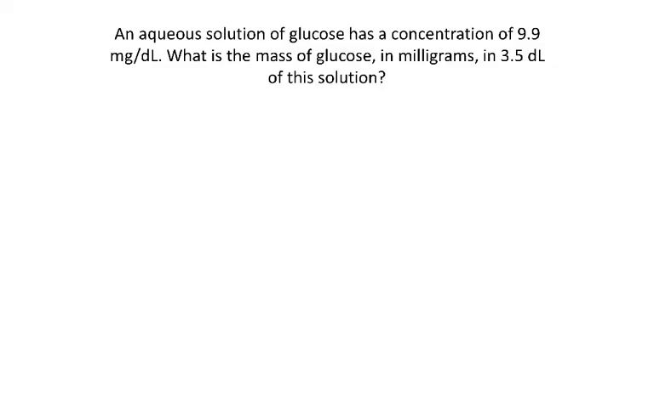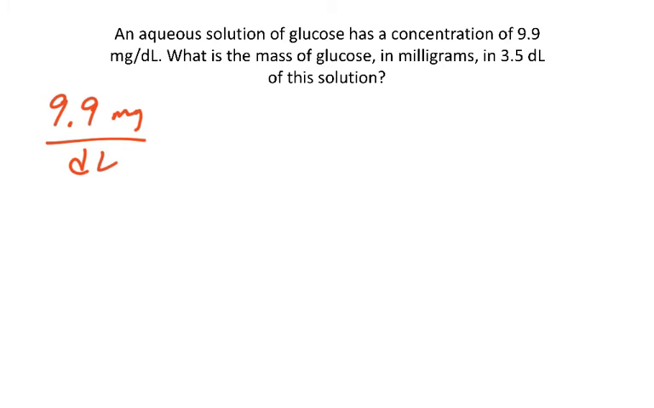Okay, here's another question, which I think is kind of like what we just did. An aqueous solution of glucose has a concentration of 9.9 milligrams per deciliter. What's the mass of glucose in milligrams in 3.5 deciliters of this solution? Okay, so actually this is exactly like what we just did. Different substance and different numbers, but we have a concentration of 9.9 milligrams per deciliter.